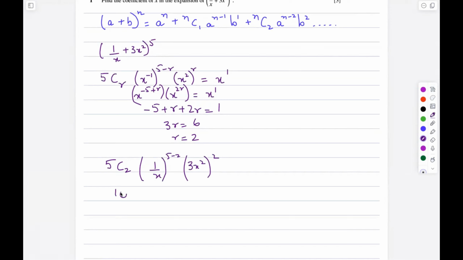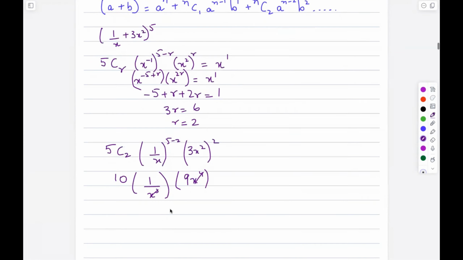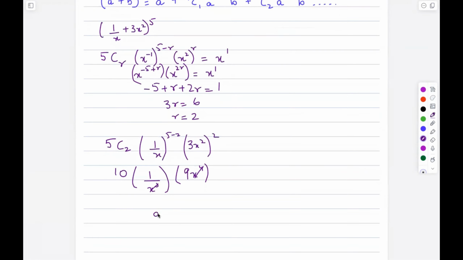So that will become 10 into 1 upon x cube, and this will become 9x to the power 4. So we can see that x cube and x to the power 4 will cancel, and we'll get a term in x, and 10 times 9 will be 90. So this will become 90x, or we can write that the coefficient of x will be 90.